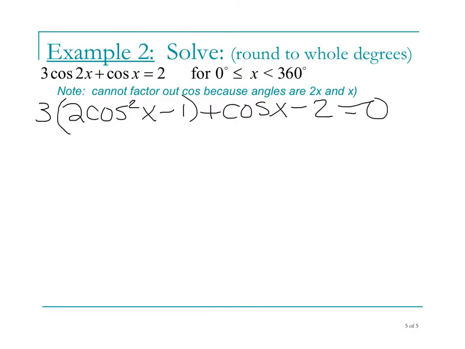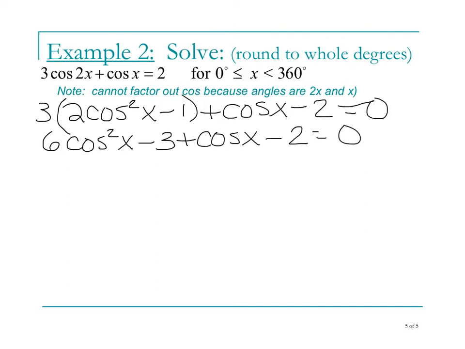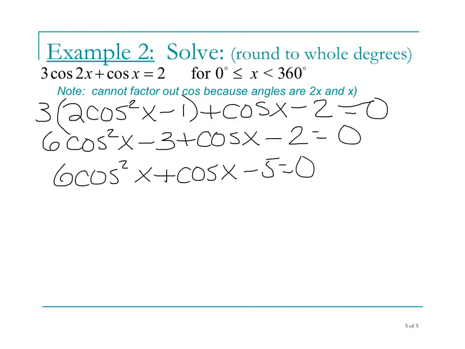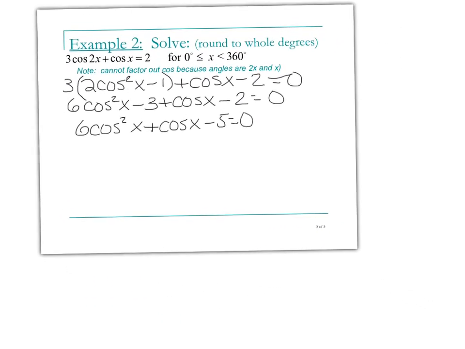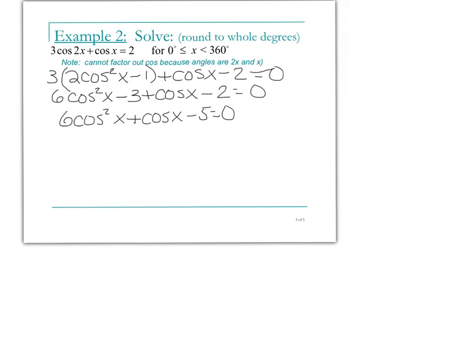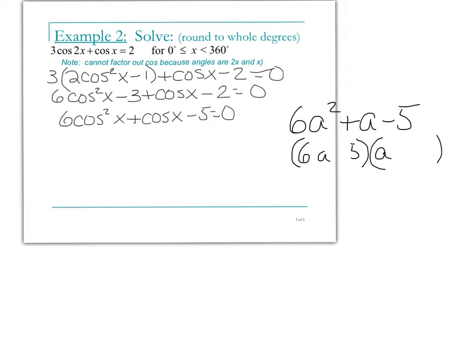So then I'm just going to multiply through. It's 6 cosine squared x minus 3 plus the cosine x minus 2 equals 0. And I'll keep going to simplify it. So it's 6 cosine squared x plus cosine x minus 5 equals 0. If I make that an easier problem for myself, I can think of it as 6a squared plus a minus 5. And that's going to factor to 6a and 5 and 1.